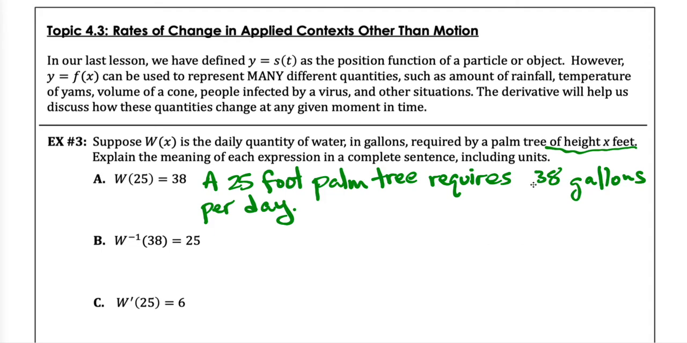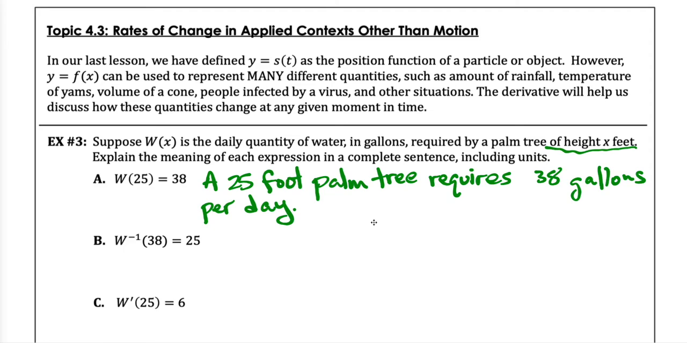But this kind of makes sense to me. I'm assuming that palm trees suck up water in humid areas, so I'm wondering how they measure that 38 gallons. I don't know if this is real, but I thought that's kind of cool. Keep in mind, it's gallons required by a palm tree of the height of X feet. At the very end, that's underlined, is where the height of X is defined.